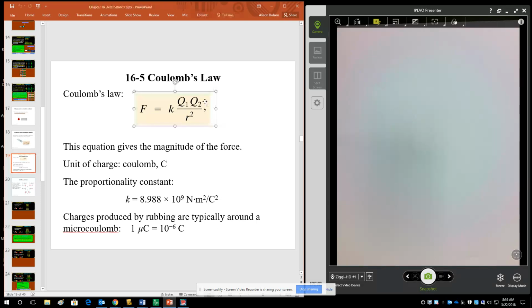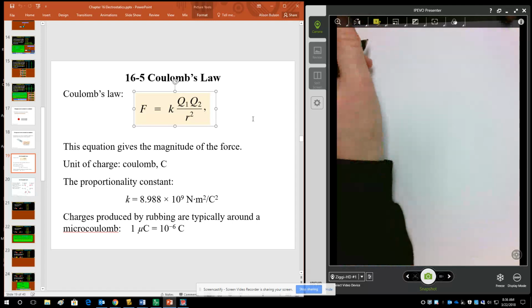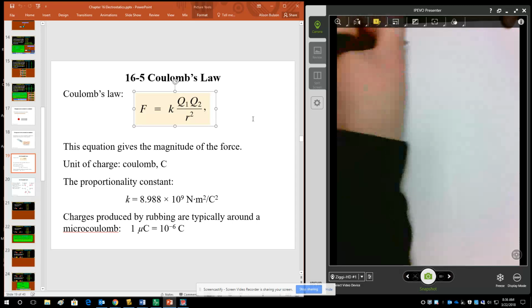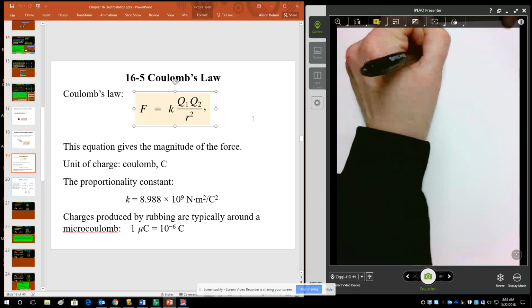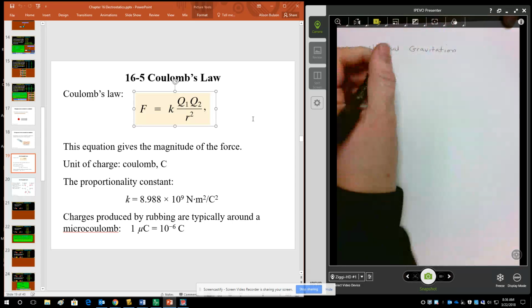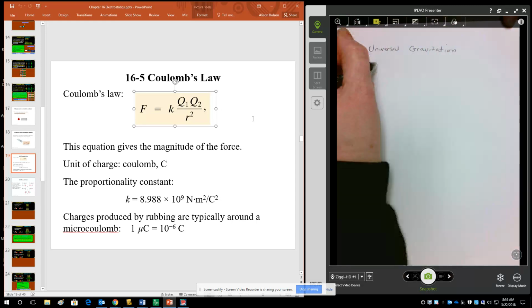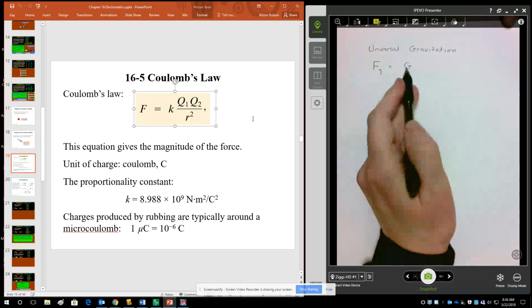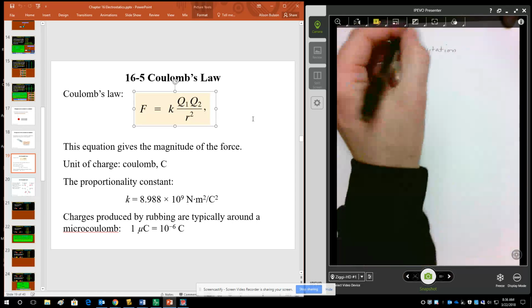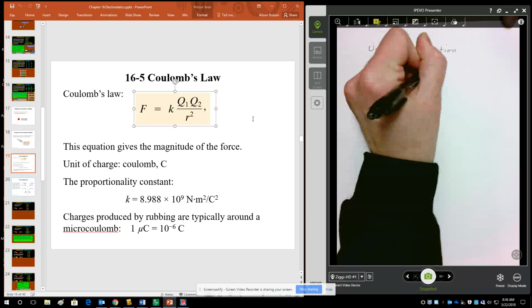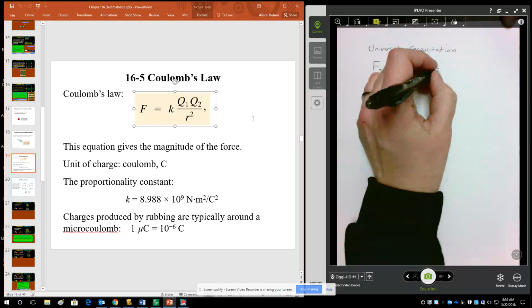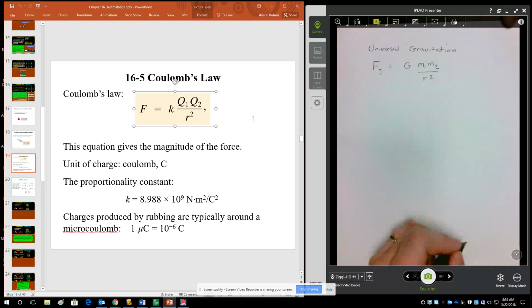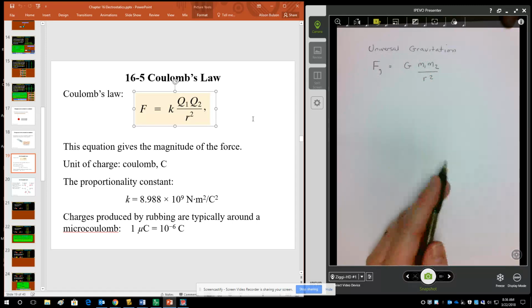This equation should be eerily familiar to you. We looked at the universal law of gravitation, credited to Isaac Newton in the 1700s. When we did that, we said the pull of gravity is equal to a constant, universal gravitation, times mass 1 times mass 2, the amount of mass in each object in the interaction, divided by r squared. So the similarity here is striking.